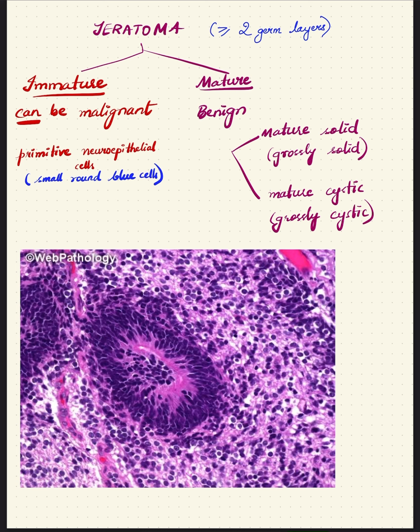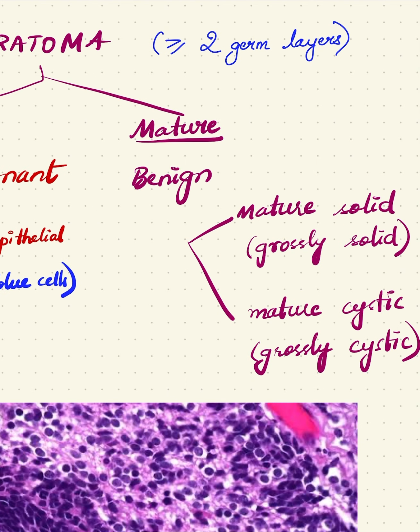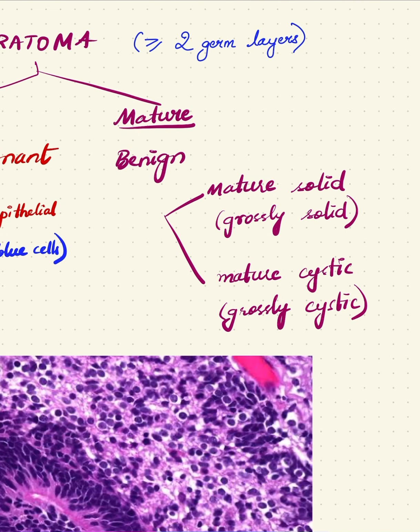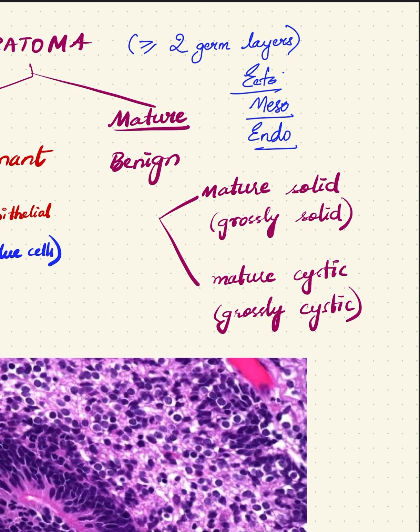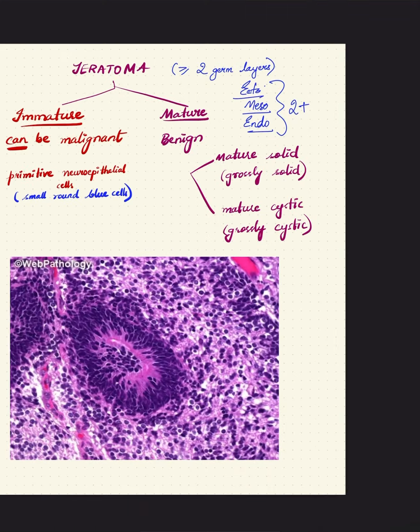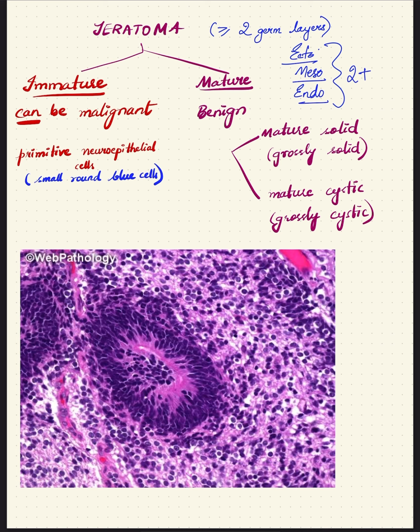Before jumping into the topic, I want to give a brief introduction regarding teratoma, which is a tumor that consists of two or more germ layers. That means we have the ectoderm, mesoderm, and endoderm. These are the three germ layers. So this teratoma contains two, either ecto-meso or ecto-endo or meso-endo, or it can contain all three germ layers, that is two or two plus. All three germ layers can be identified.